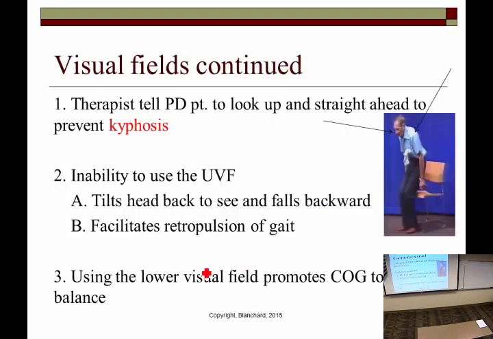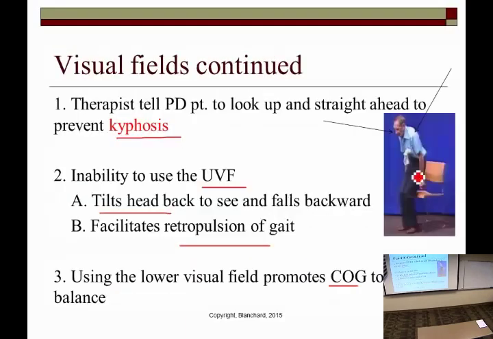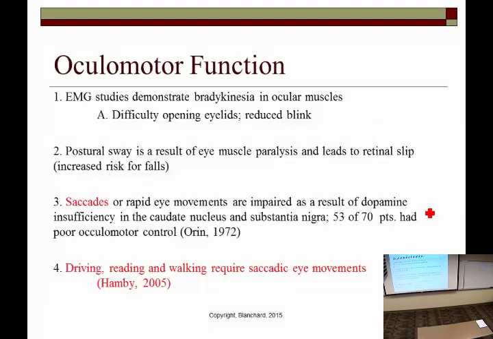Okay. I talked about the kyphosis. I talked about the upper vision field. The head leans back. They get a retropulsion of gait, and then their center of gravity changes, and they tend to have more falls in the environment. Our goal as practitioners, if it's OT and PT, is to prevent this so that the patient is safer in their environment. Okay. EMG studies demonstrate that bradykinesia is also seen in ocular muscles.